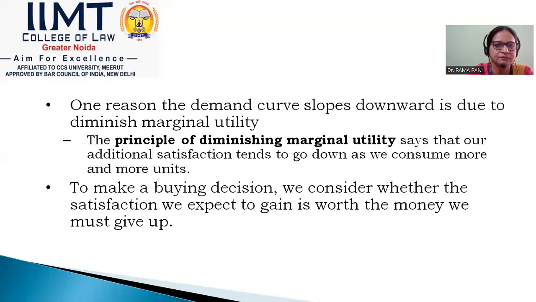One reason the demand curve slopes downward is the diminishing marginal utility. The principle of diminishing marginal utility says that our additional satisfaction tends to go down as we consume more and more units. We can take the example of ice cream. If a person takes one ice cream, and after that he takes two, and then more than two, after that the level of satisfaction becomes less, and this shows the diminishing marginal utility. A person gets fed up from consuming a particular product.